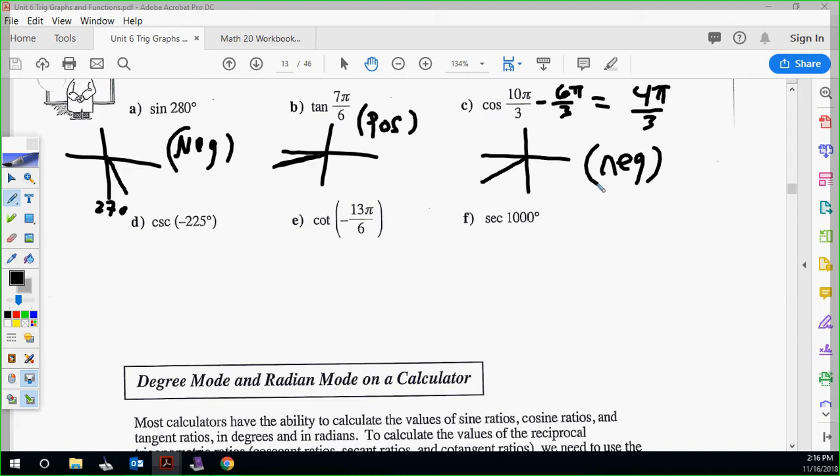Cosecant of negative 225. So now we're going in the negative direction. So negative 225 is going to be right here. So I'm going to go 90, 180, to 225. So it's in quadrant 2. Cosecant goes with what? Sine. And I'm above the x-axis, so positive.